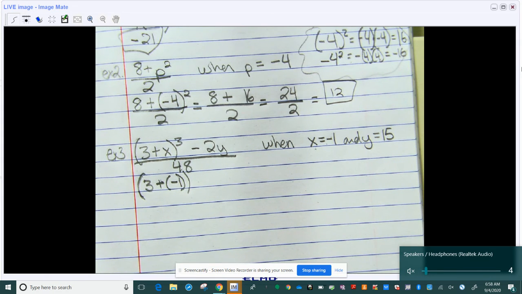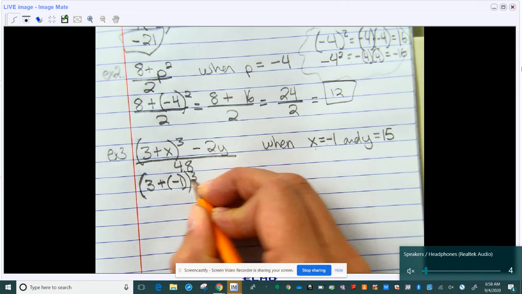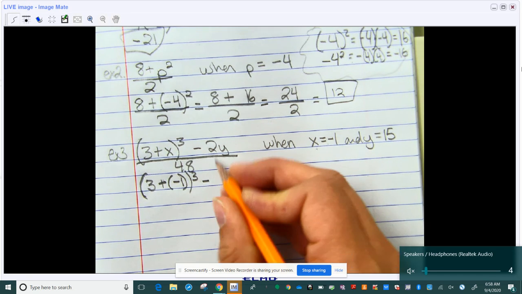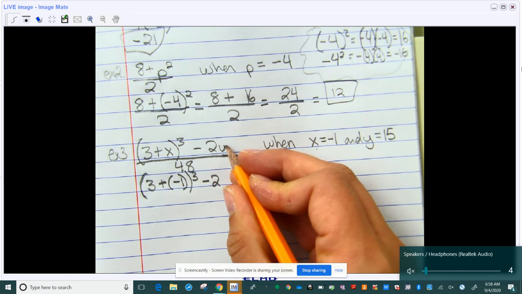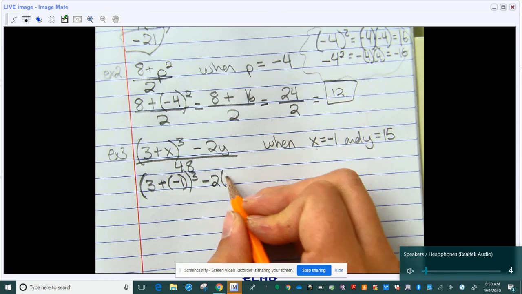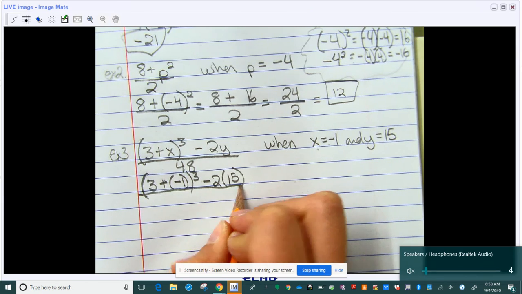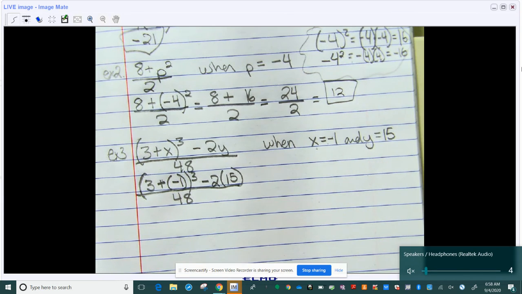You can bring those up to brackets if you would like. I'm just going to go with double parentheses at this point. Don't forget our cubed minus 2. Y, we don't put our y, we open up a set of parentheses and we substitute in 15 for y. All over 48.